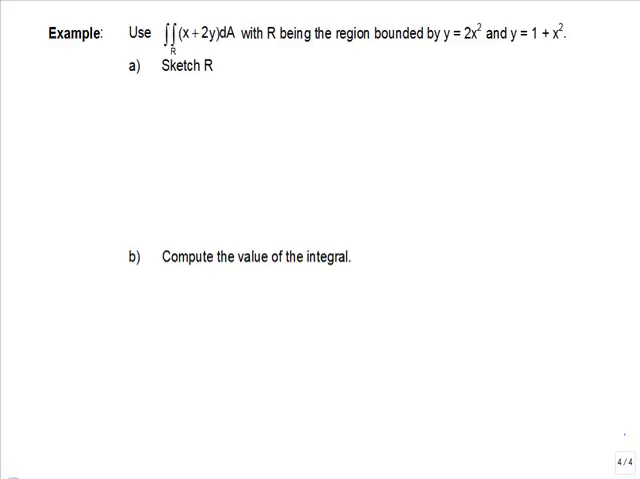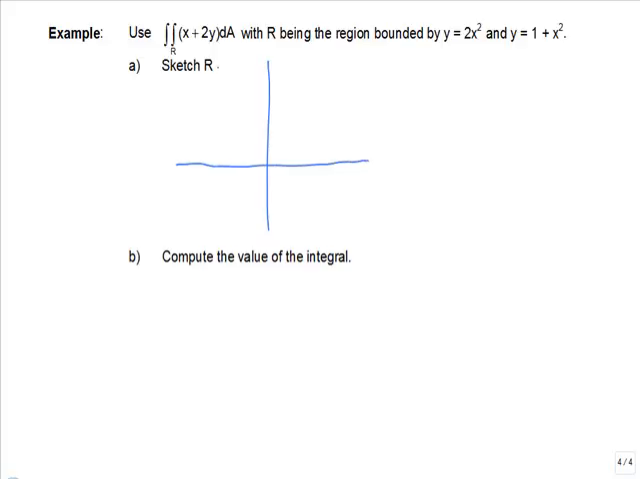Let's take a look at one more example. In this example, we're going to sketch the region and then compute the value of the integral. So, in this particular one, the region is the region bounded by y equals 2x squared and y equals 1 plus x squared. So let's draw what we're going to be looking at.